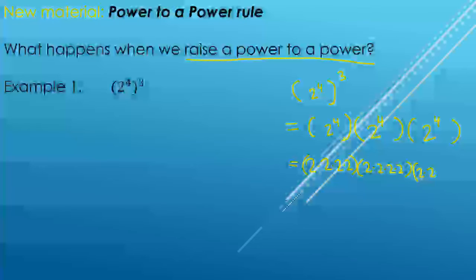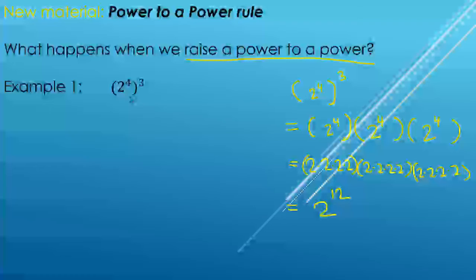Second one. Okay, so how many total 2's do we have here? Let's regroup. 2 to the what power should this be equal to? How many total 2's? 12 if you count them all up. So our answer is 2 to the 12th power. And this is how I found it just using the definition, just by expanding out the exponents and then regrouping.